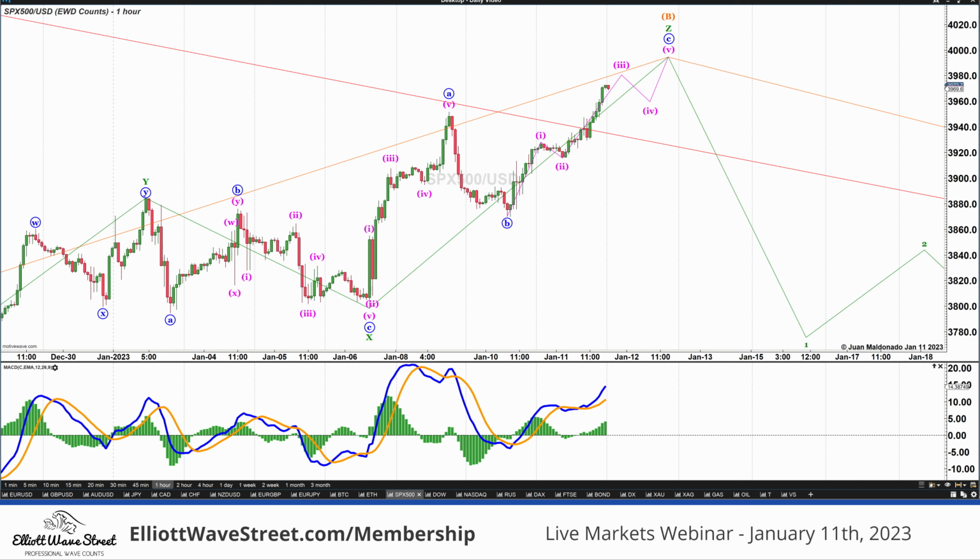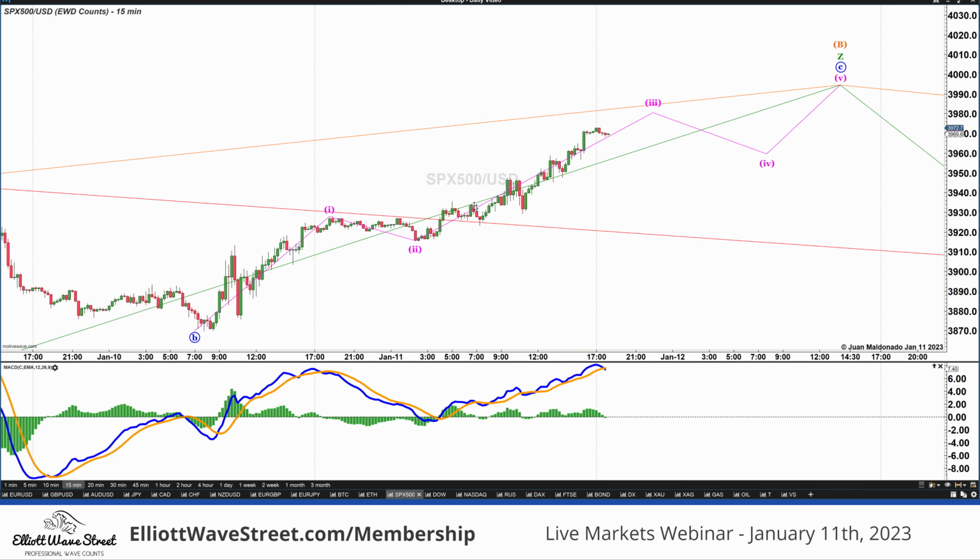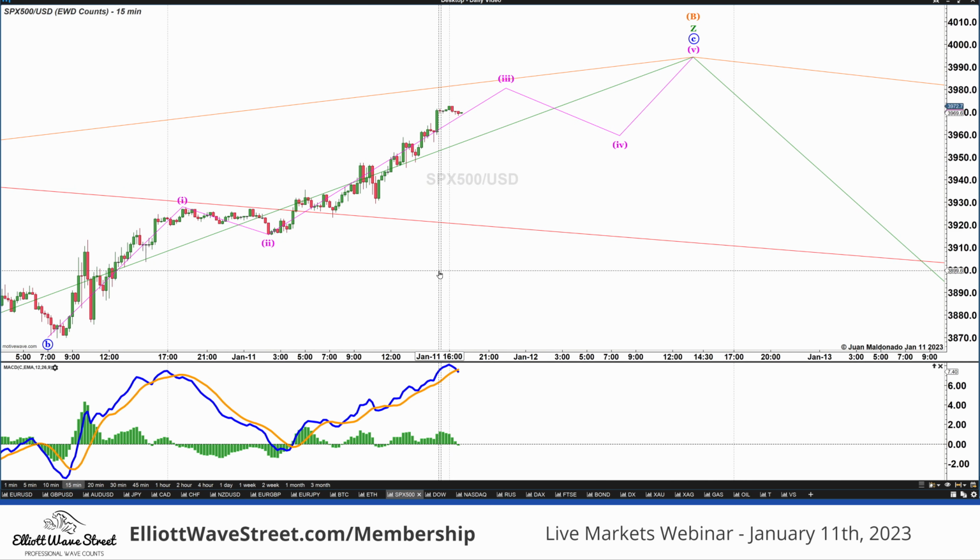So let's continue drilling down to create our trading plan. Look, on the 15-minute chart, now we're checking this wave 3. Oh, let me change my color. This wave 3 is the one that we are checking on this time frame. On this time frame, the MACD is the strongest. That's one characteristic of wave 3. Wave 3 is the strongest of the cycle.